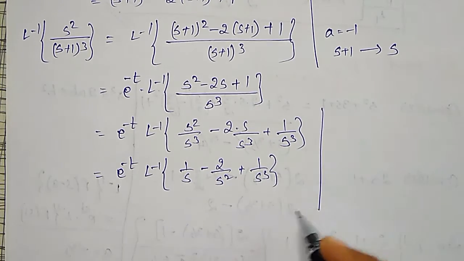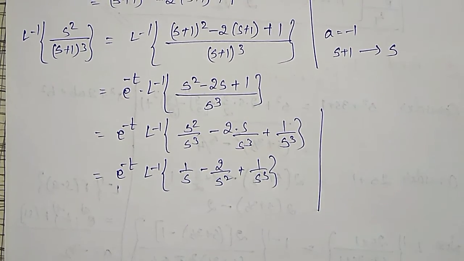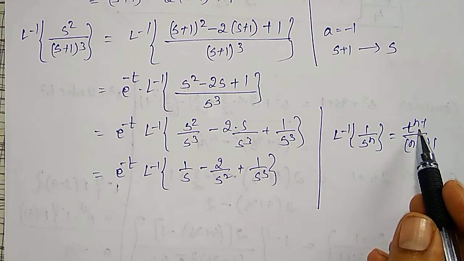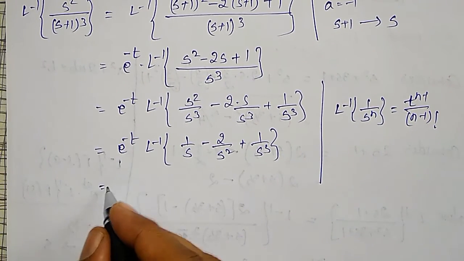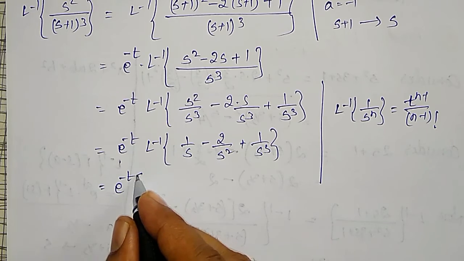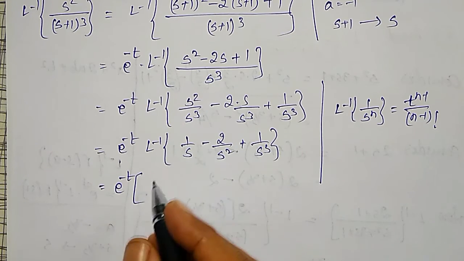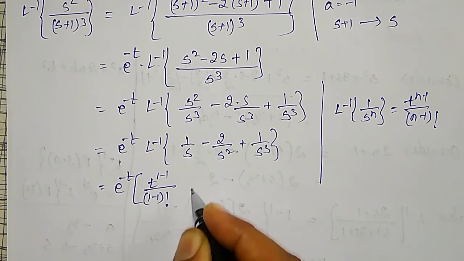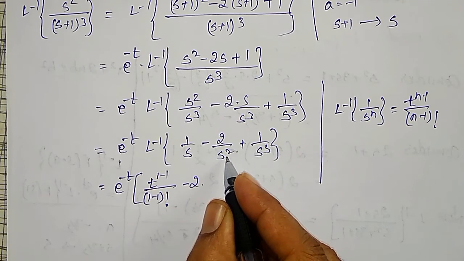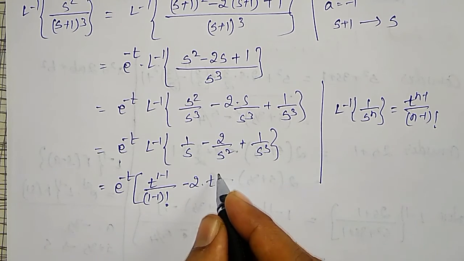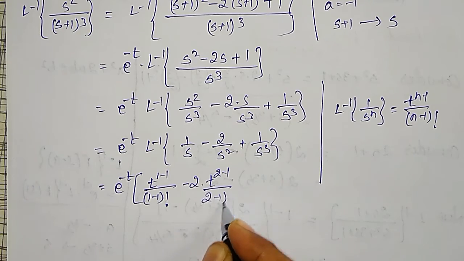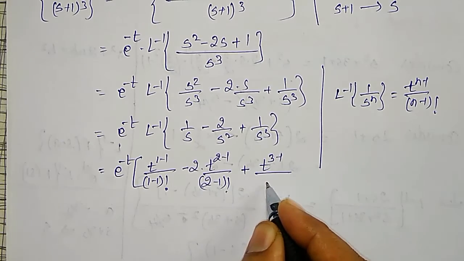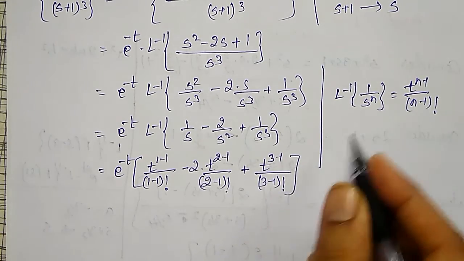To find its inverse Laplace transform, I'm using the property: inverse Laplace transform of 1 by s to the power n is t to the power n minus 1 divided by n minus 1 factorial. That is e to the power minus t into, for s to the power n, n is 1 here. Therefore, t to the power 1 minus 1 divided by 1 minus 1 factorial, minus 2 into, for s square, n equal to 2 again. Therefore, t to the power 2 minus 1 divided by 2 minus 1 factorial, plus t to the power 3 minus 1 divided by 3 minus 1 factorial, applying this property.